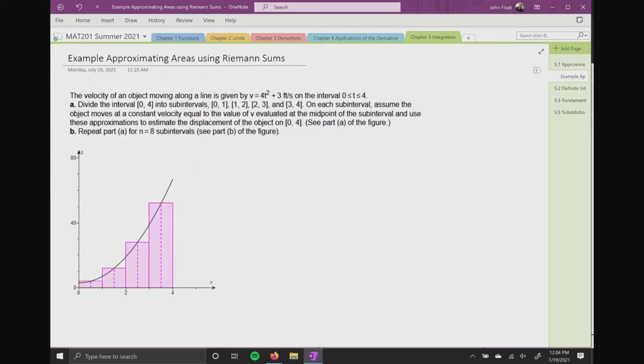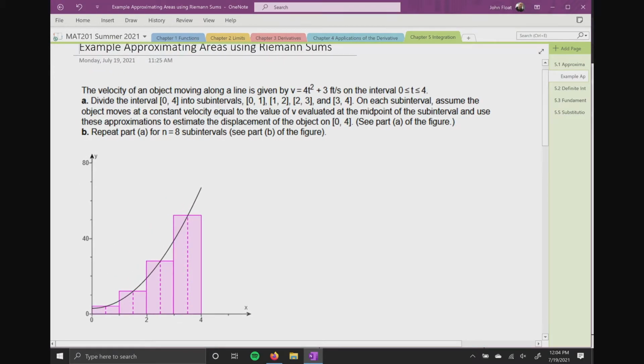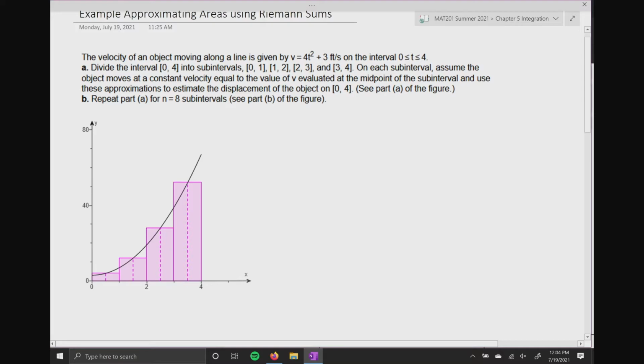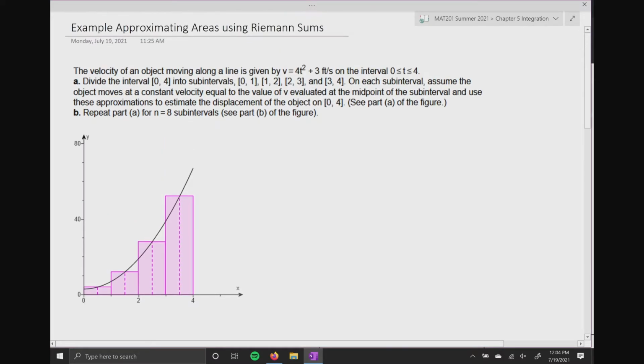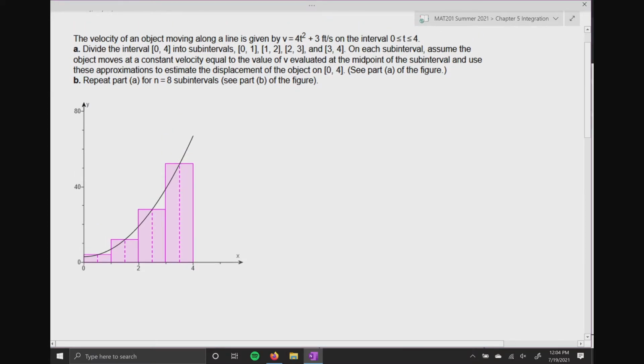So here's our example right here of approximating areas using Riemann sums. Let me zoom in here a little bit. There are two parts, A and B. I have the graphs. This is the graph for A, and this is the graph for B. I'm probably going to have to move B down a little bit because I'm going to write a lot here. So let's read the problem first.